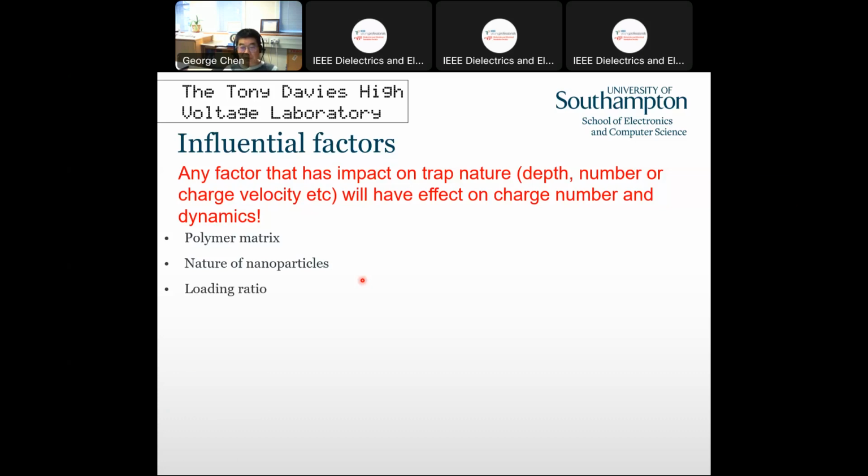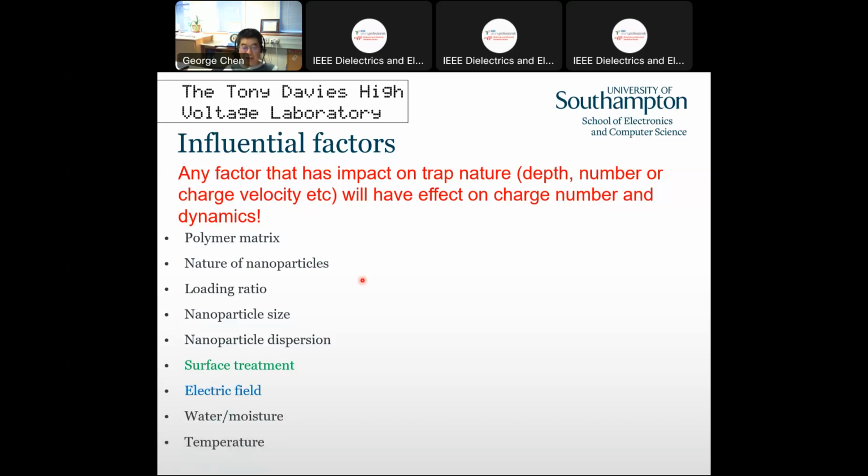And then the loading ratio, of course, and the size of the nanoparticles as well. And nanoparticle dispersion is a very important factor, right? Sometimes we try to improve the dispersion of the nanoparticle, and we intentionally do some surface treatment. And also, of course, the magnitude of the electric field is going to affect the charge dynamics, as well as water or moisture absorption, temperature, and so on. So in this presentation, I use 2 examples where we look at the surface treatment and the electric field impact on the charge dynamics.